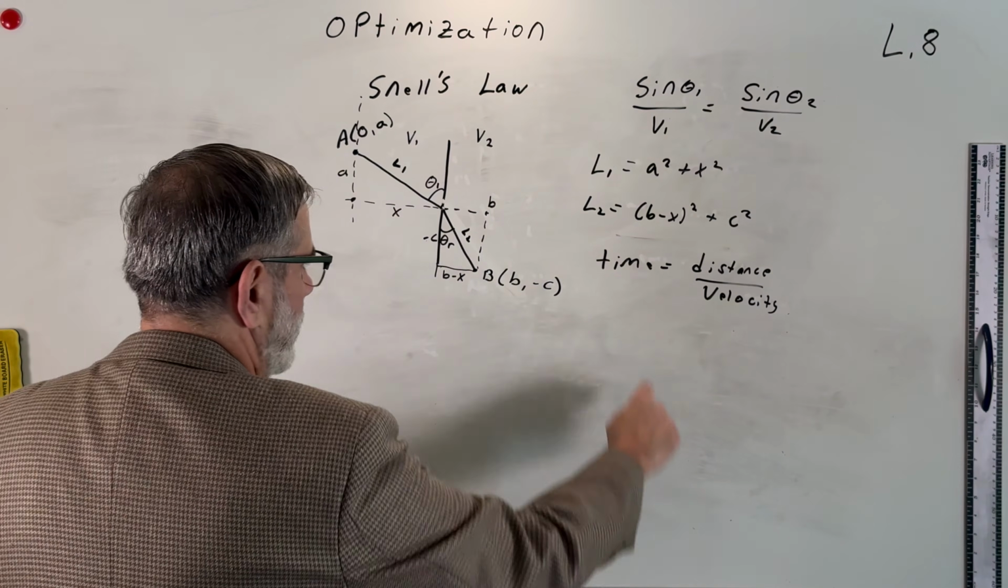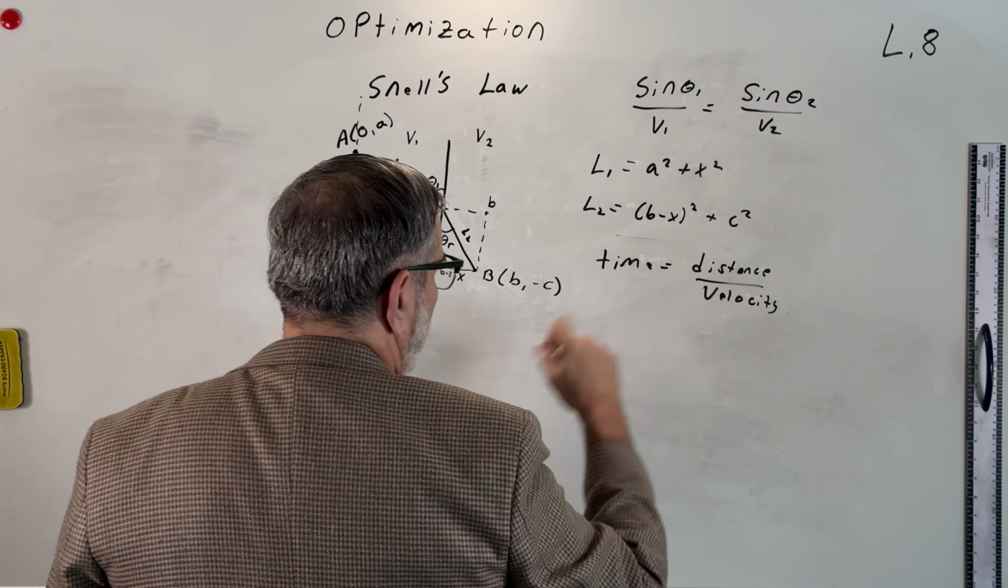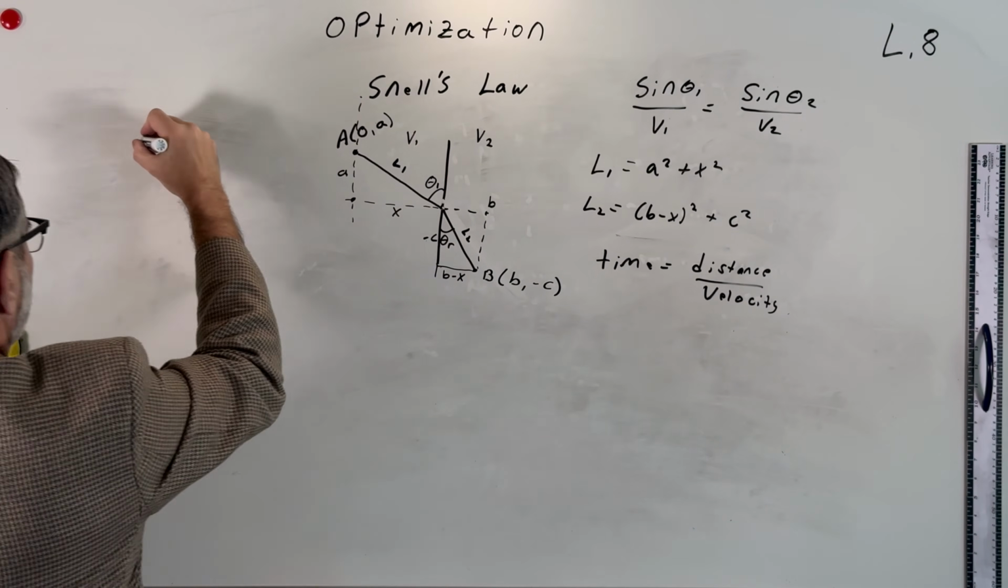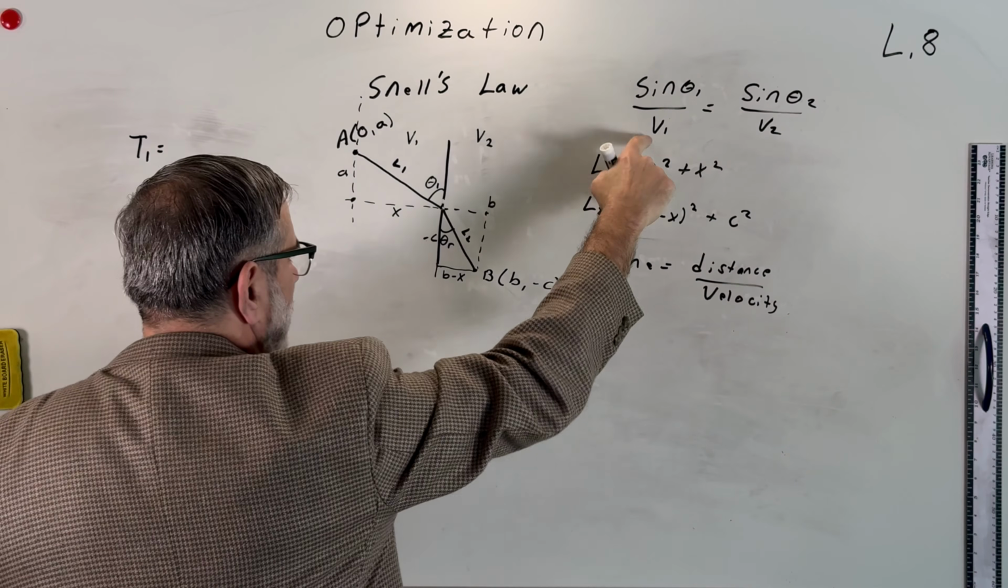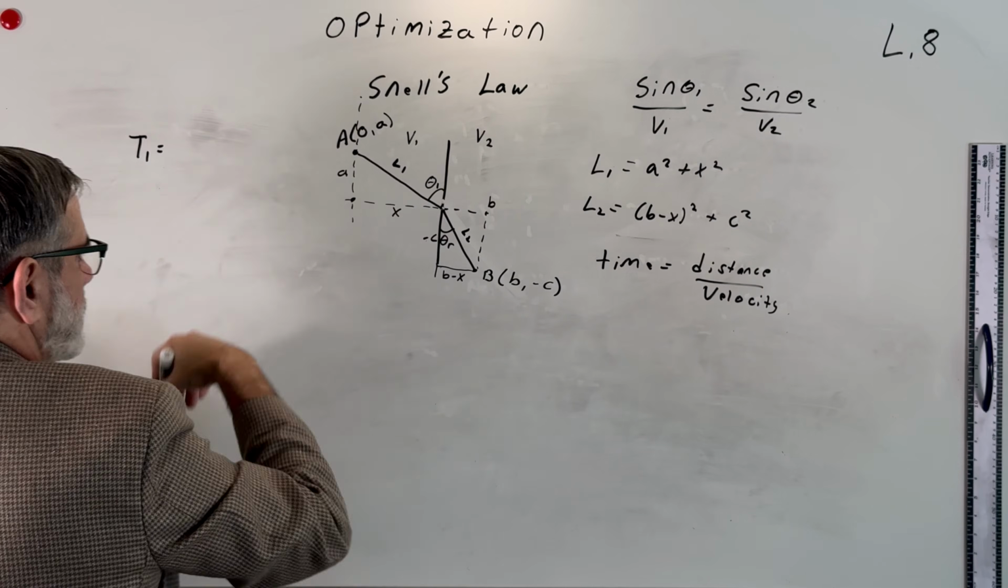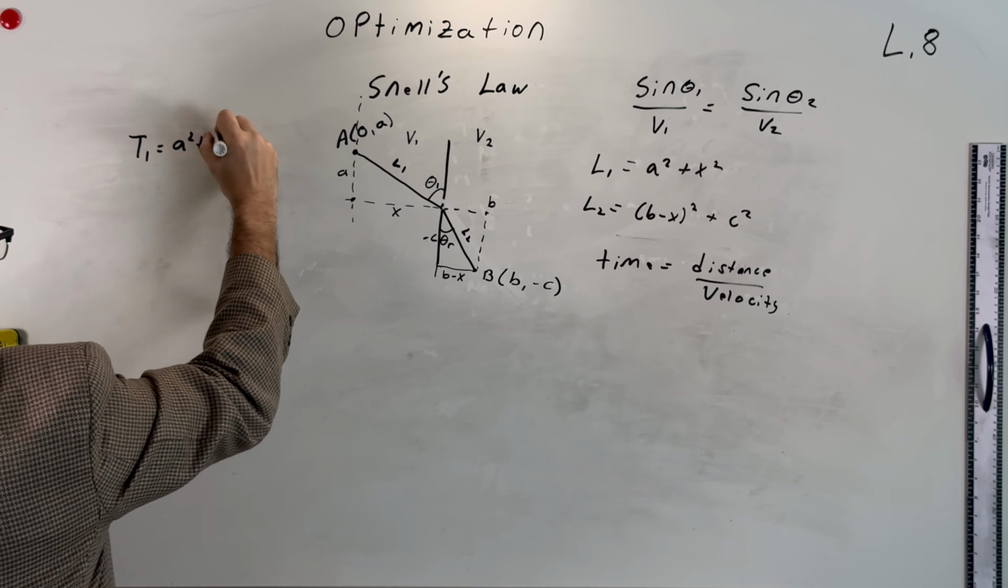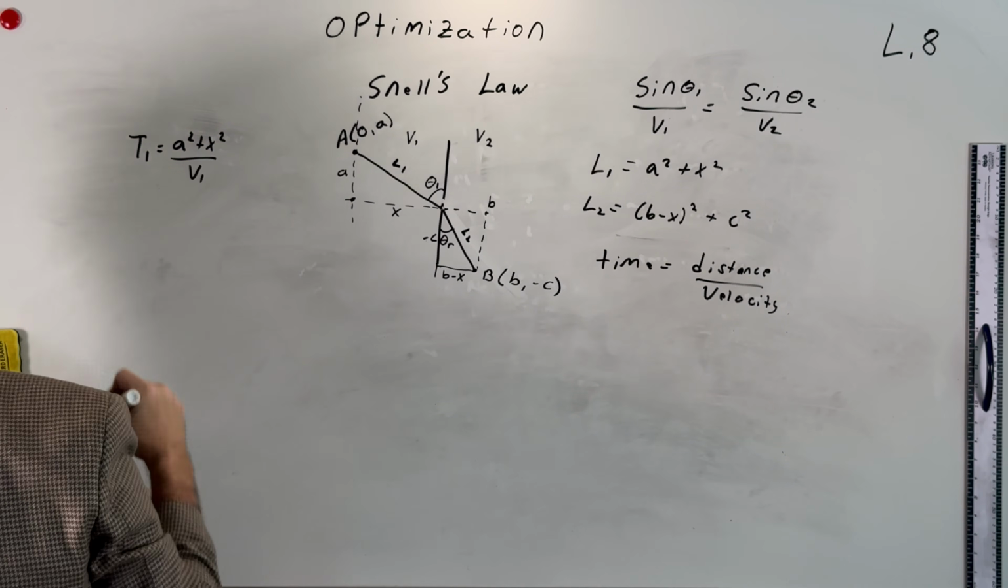So what we want to do is take these distance formulas and divide by the velocities. So we could write T1 is just L1 over V1. That's the speed that the light travels in that material, in this medium, yes? So that's the square root of a squared plus x squared, over V1.